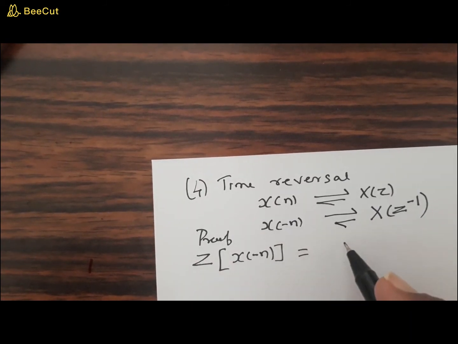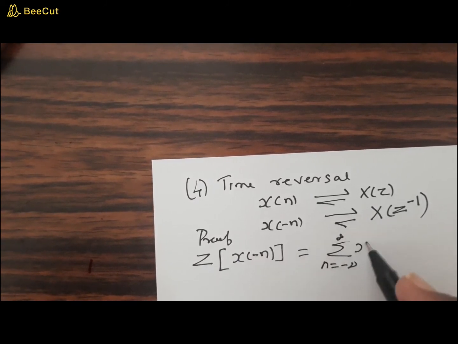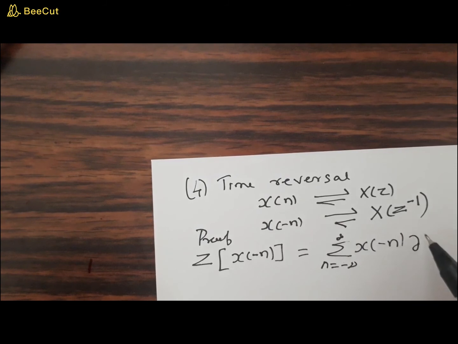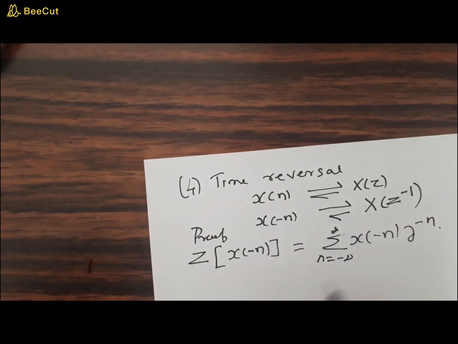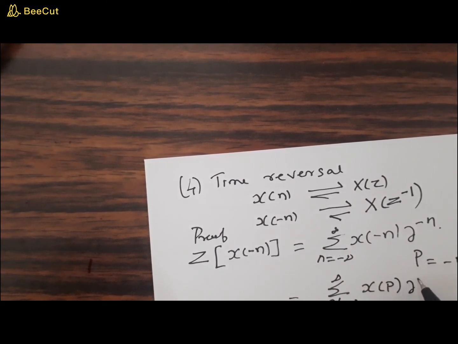So when you take the z transform, what is that? It is the sum over n from minus infinity to plus infinity of x of minus n into z^(-n). Now you can simply write, say, some p is equal to minus n. Since p is equal to minus n, n varies from minus infinity to plus infinity, so p also varies from minus infinity to plus infinity. So this will be x of p into z^p.